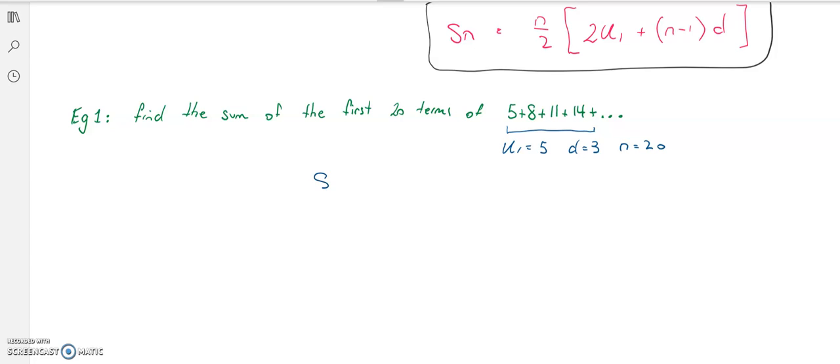So the sum of 20 terms is going to be 20 over 2. Right, in we go, twice U1, so 2 times 5, plus 19, n minus 1, by 3. So we get 10 here, 10 plus 57. So you can see this is going to work out quite nicely to 670.